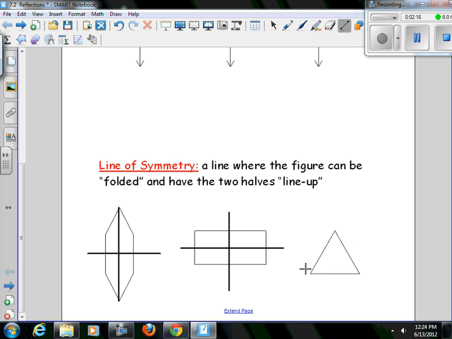This one, we would probably have to go from a vertex, it looks like, and I'm just going to try to line this up in order to fold it in half. And notice there would probably be more than one. There would be one going from each vertex here. So any of those lines would work where you could fold that figure in half.